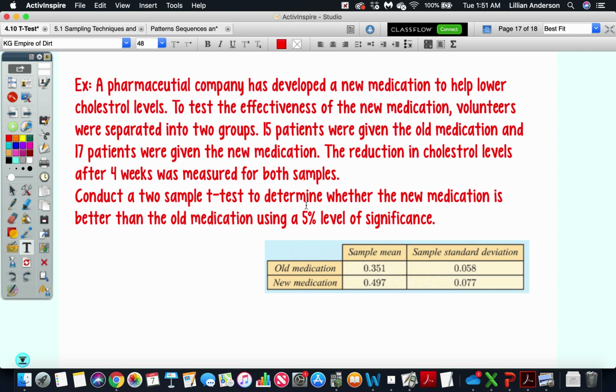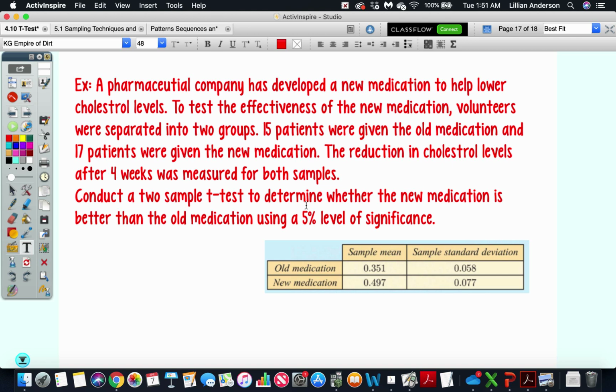So our example here says a pharmaceutical company has developed a new medication to help lower cholesterol levels. To test the effectiveness of the new medication, volunteers were separated into two groups. 15 patients were given the old medication and 17 patients were given the new medication. The reduction in cholesterol levels after 4 weeks is measured for both samples. And as you can see, you have a sample mean and a sample standard deviation for the old medication and the new medication. We're going to conduct a two-sample t-test to determine whether the new medication is better than the old medication using a 5% significance level.